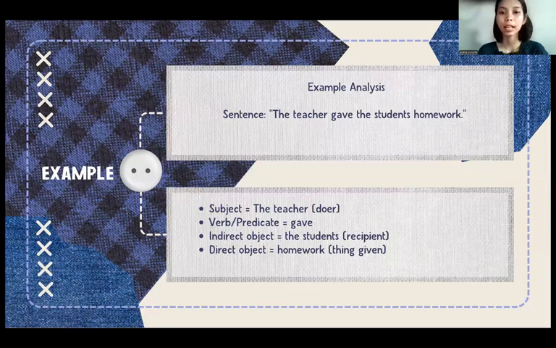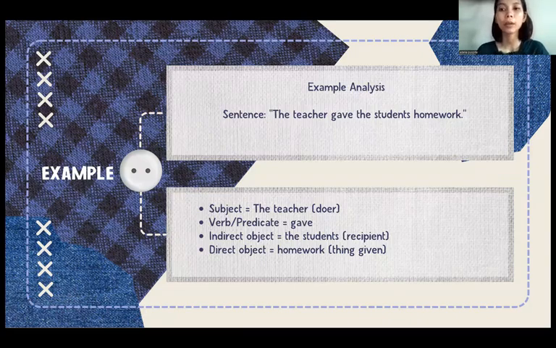And this is another example. The sentence is: the teacher gave the student homework. If we look at the subject here, it is the teacher. The teacher is the subject, and gave is the verb or predicate, the student is the indirect object, and homework is the direct object.